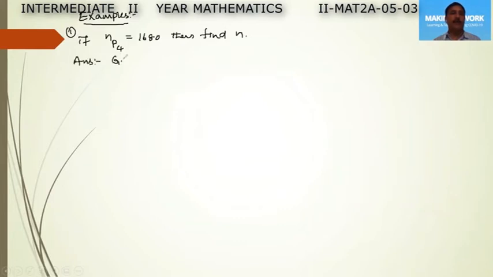What is given? nP4 is equal to 1680. nP4 means, when the r value is given, as we have just discussed, nPr can be expressed as the product of r consecutive numbers. So in descending order, we can write nP4 as n into n minus 1 into n minus 2 into n minus 3.